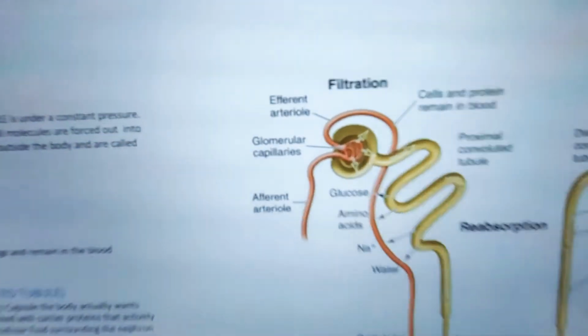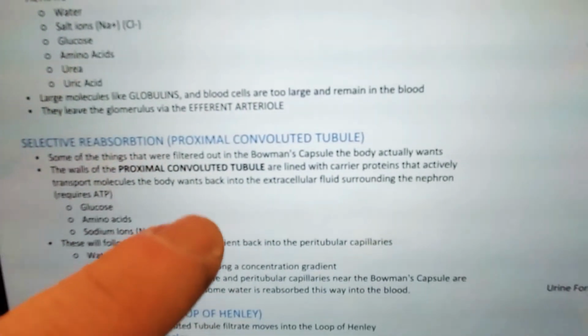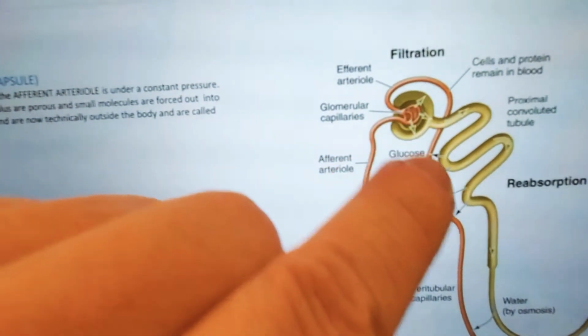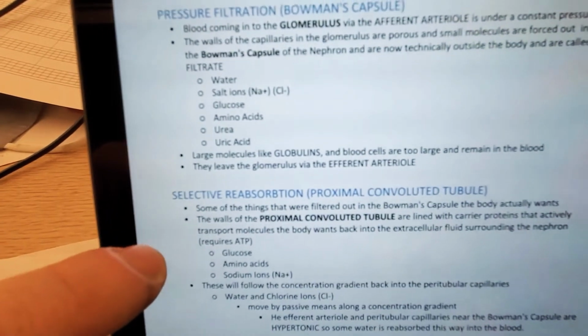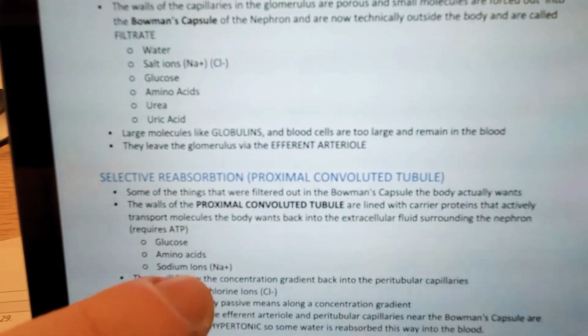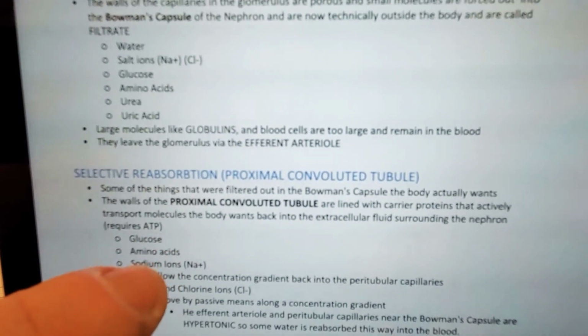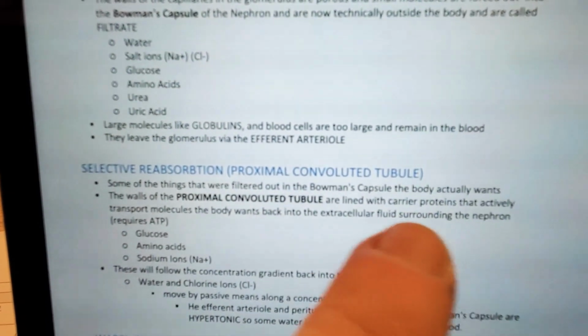So filtrate continues down into the proximal convoluted tubule. That's this area here. And in the walls of the proximal convoluted tubule, there are carrier proteins. They actively transport, so they use ATP, and they start bringing back most of the stuff that we want. They bring back a whole bunch of glucose, any amino acids, they just pull those back. They don't bring back the urea or the uric acid.